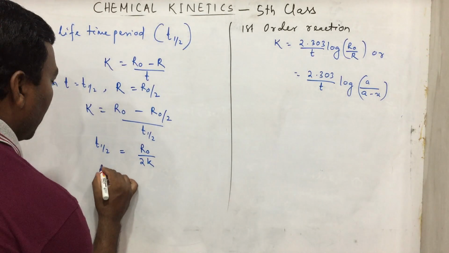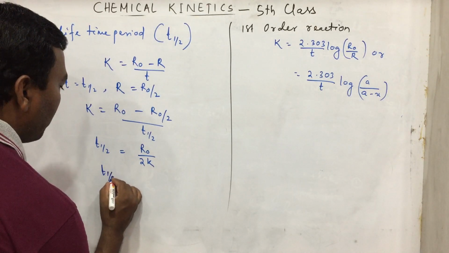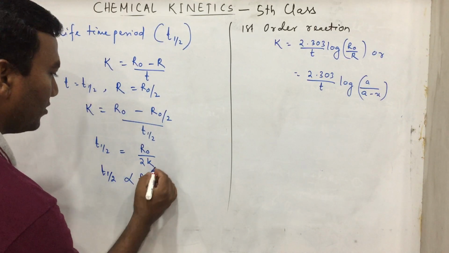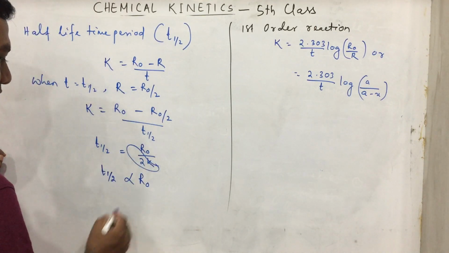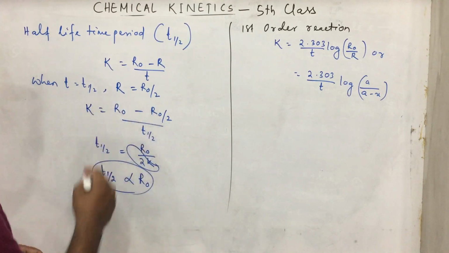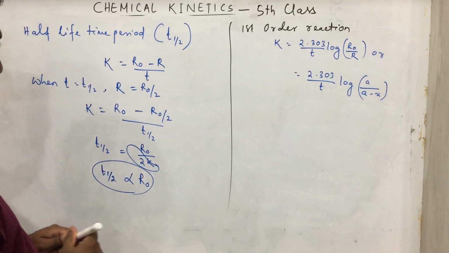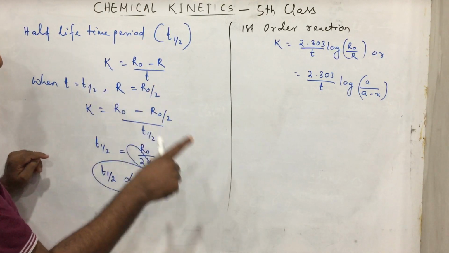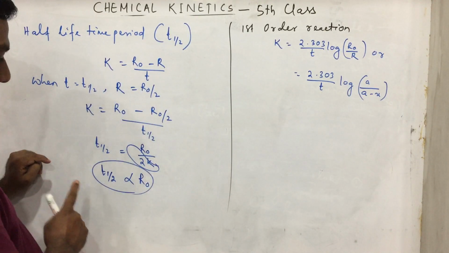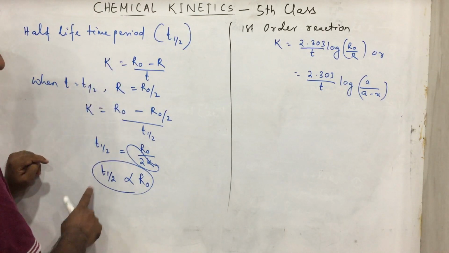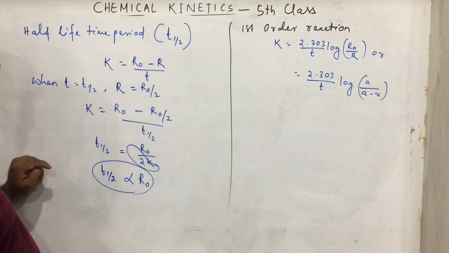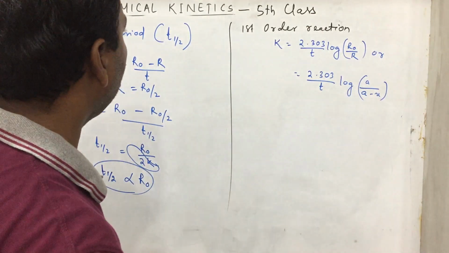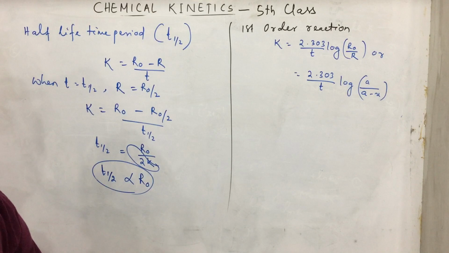So here we can write that half-life time period is directly proportional to R naught, because the other parts are constant. Last class we read that for zero order reaction, rate does not depend on the concentration, but half-life of zero order depends on initial concentration. Clear now? So this is the meaning of half-life time period for a zero order reaction.